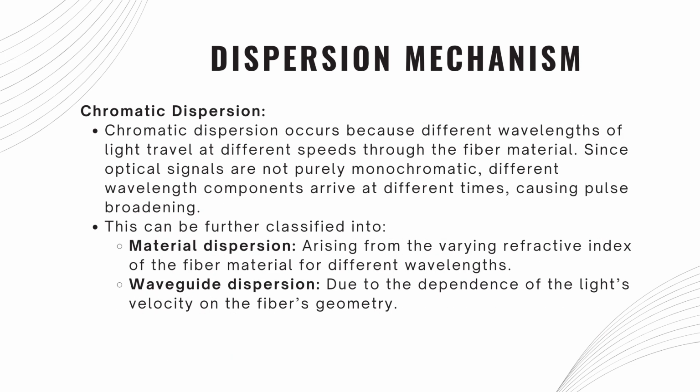Chromatic dispersion occurs because different wavelengths of light travel at different speeds through the fiber material. Since optical signals are not purely monochromatic, different wavelength components arrive at different times, causing pulse broadening. This can be further classified into material dispersion, arising from the varying refractive index of the fiber material for different wavelengths. Waveguide dispersion, due to the dependence of the light's velocity on the fiber's geometry.